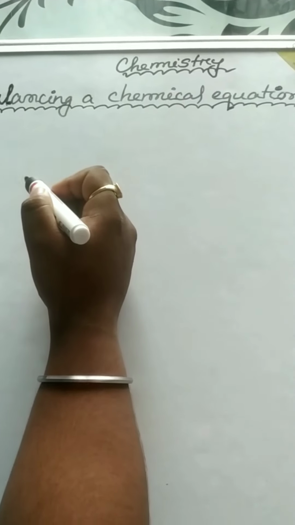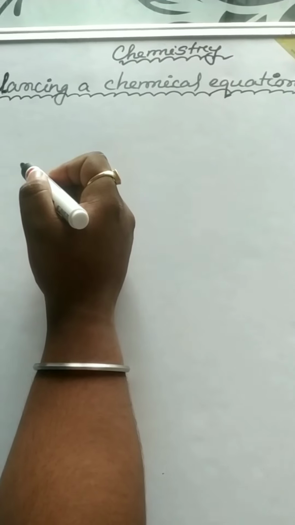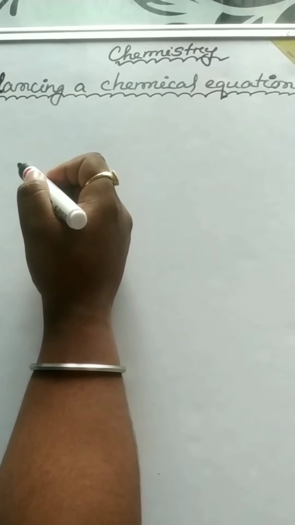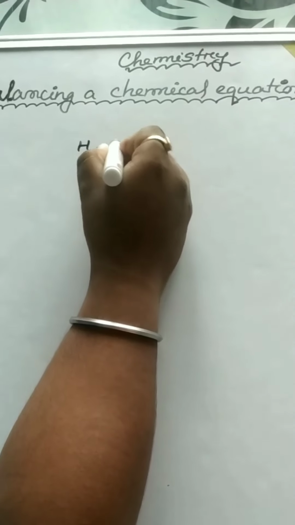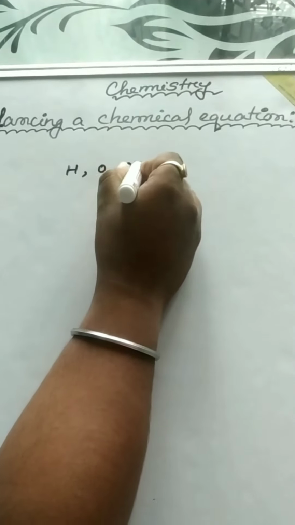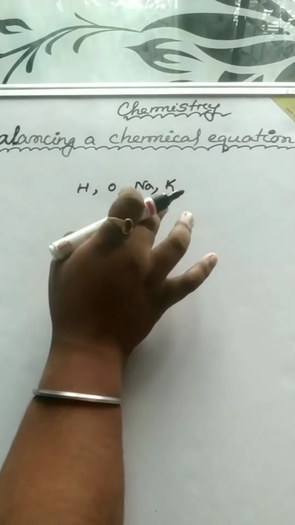We have studied the elements in the periodic table, right? So we know that each element is represented by its specific symbol, like hydrogen is represented by H, oxygen O, sodium Na, potassium K. So these are the specific symbols. I hope you are familiar with the elements.